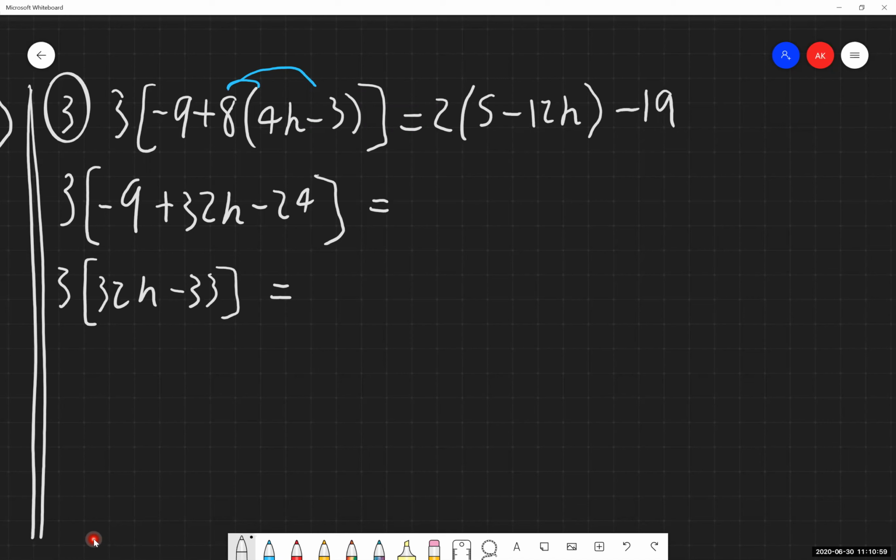At this point in time, now I can distribute this 3 on the outside through to everything. And I'm going to get, let's see if my mental math is going to work today, I think it's going to be 96h minus 99. Yeah, that's the one. And I cannot simplify that any further, which is fine.